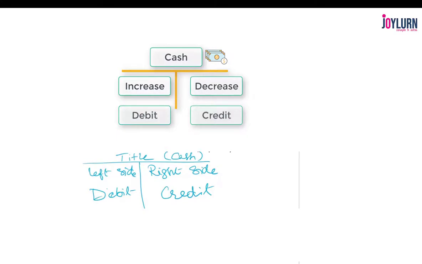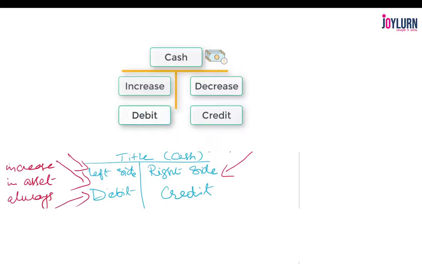And there are rules as to what goes on the left side and what goes on the right side. And these are the rules which we will learn by practice. But there are certain axioms which I will explain to you, which will make it easier for you to always remember, when you see a transaction, what will be debited and what will be credited. For example, for an asset, if there is an increase, it will always be debited. Increase in asset, always debit. And likewise, decrease in asset, always credit. We will be learning these rules in a very systematic way in our next lessons.